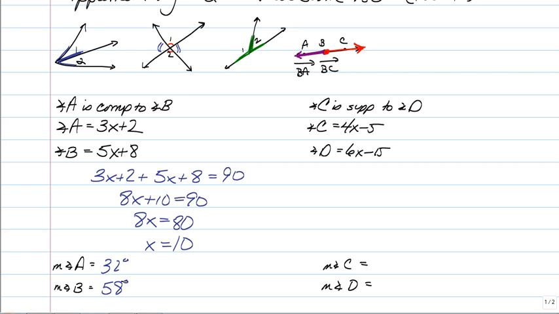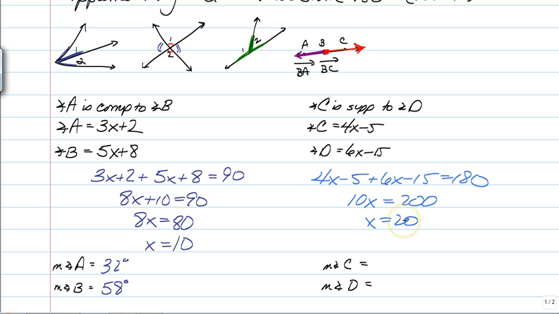It is C is supplementary to D. Supplementary this time. So pause the video and give it a try. And if you have 4x minus 5 plus 6x minus 15 is equal to 180, if you came up with 10x is equal to 200 and x is equal to 20, you are good to go on the solving aspect. Then all you have to do is substitute it in. And for angle C, you should have gotten 75 degrees. And angle D, you should have 105 degrees. And of course, you can add those together to see that they add up to 180, just to make sure that you did things correctly. Okay?